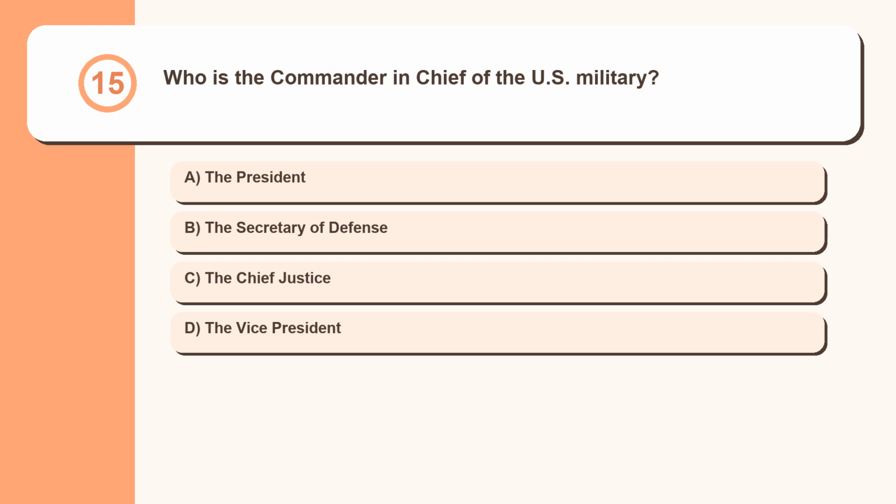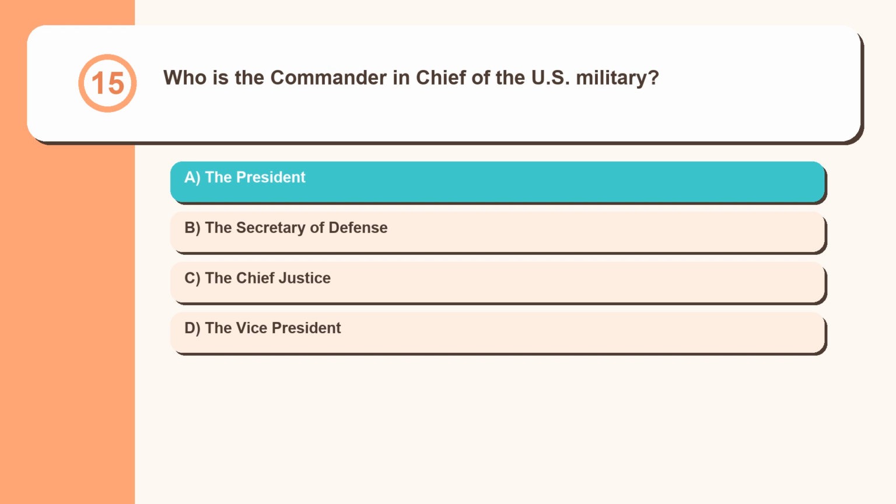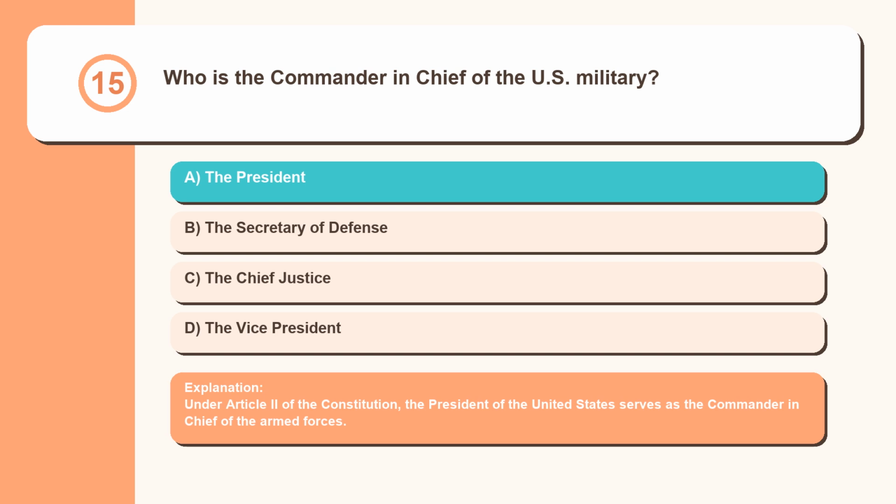Question 15. Who is the Commander-in-Chief of the U.S. military? The President, the Secretary of Defense, the Chief Justice, the Vice President. Under Article 2 of the Constitution, the President of the United States serves as the Commander-in-Chief of the Armed Forces.